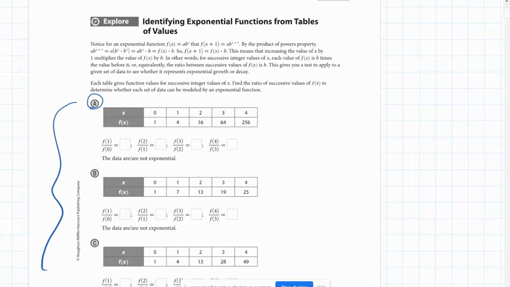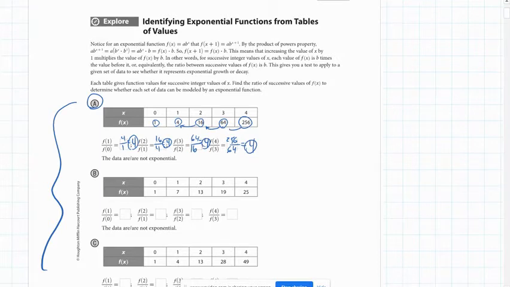And so f of 1, for example, is 4, and f of 0 is 1. So we have 4 divided by 1. That quotient is equal to 4. f of 2 is 16, divided by the y value that came before it, which is 4. That's also 4. f of 3 is 64, divided by the y value that came before it, 16. And then the next one is 256 divided by 64. Both of those are also 4 as well. So the quotient is constant. It's 4 all the way across the table.